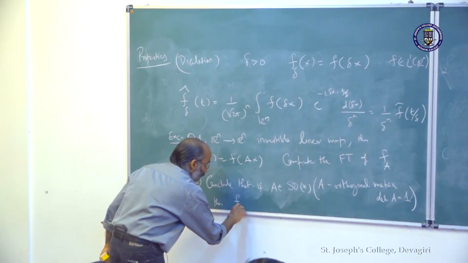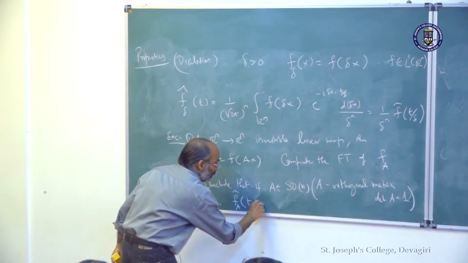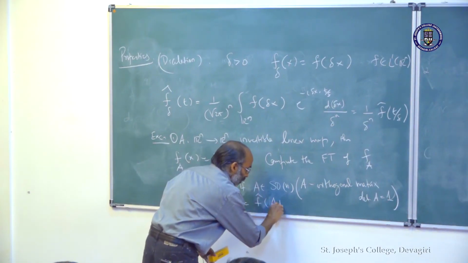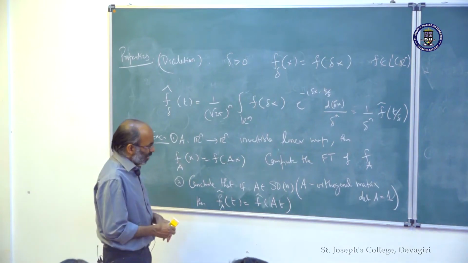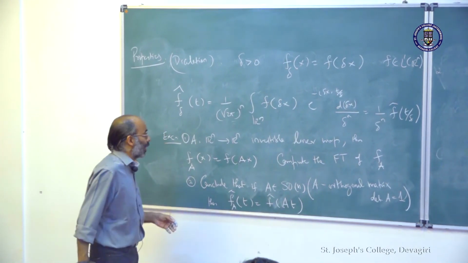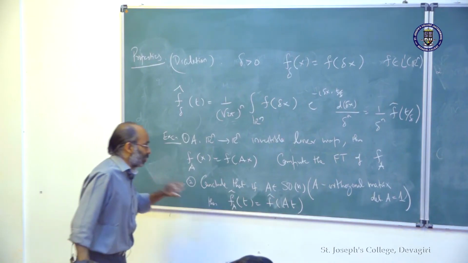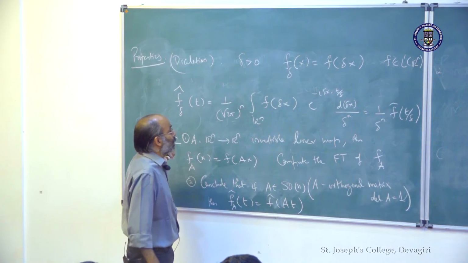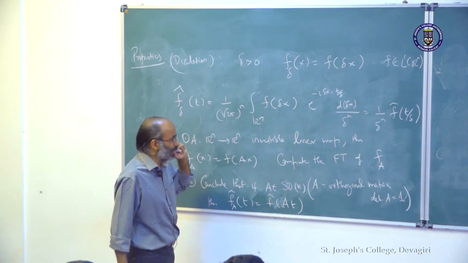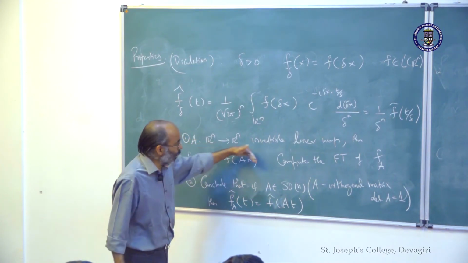f sub A at t would be A or A transpose. Yeah, I think A. Anyway, that's Fourier transform commutes with rotations. Okay, that is all this says. We will use these things when it is necessary, but this is easy to compute.